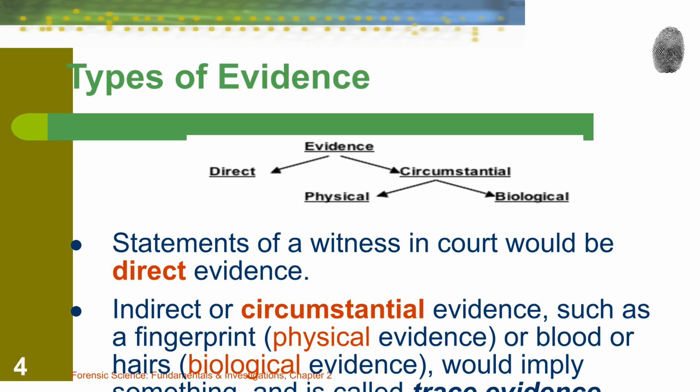There are different types of evidence. Direct evidence includes witness statements. Circumstantial evidence, like a fingerprint or blood, implies a fact and is called trace evidence.